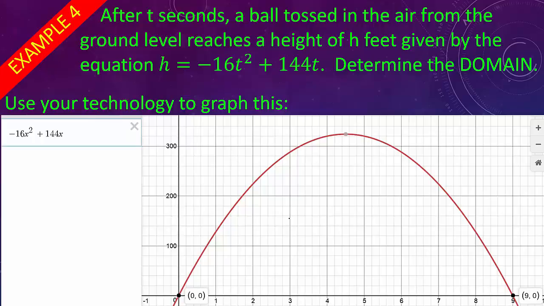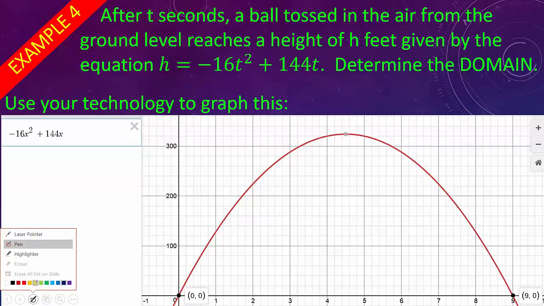Okay, I meant for this to appear a little bit later, but we'll roll with it. So, forget this is there for a second. After t seconds, the ball is tossed in the air from the ground level and reaches a height of h feet, and we are given the equation h equals negative 16t squared plus 144t. So you can put this in the graphing utility of your choice. And when you put it in, you'll notice you get this nice graph. You might have to change the window so you can see it, because notice my x values only go from 0 to 9, but look at how high my y values go. So keep that in mind.